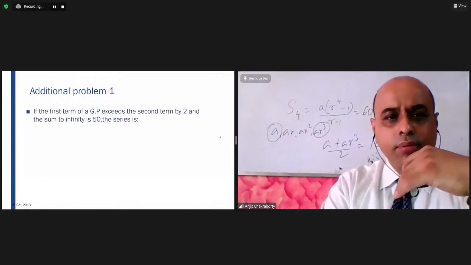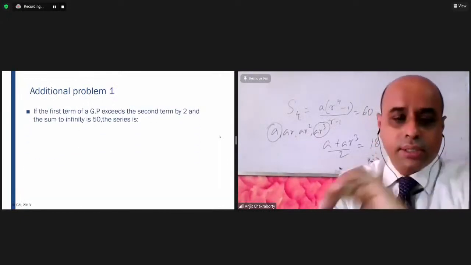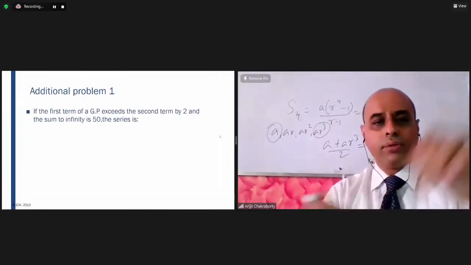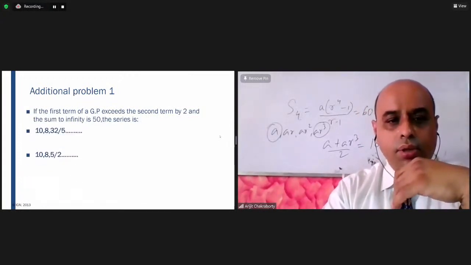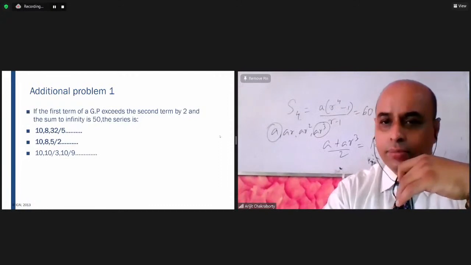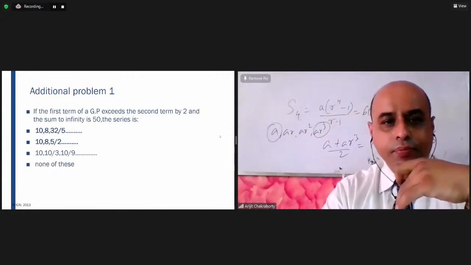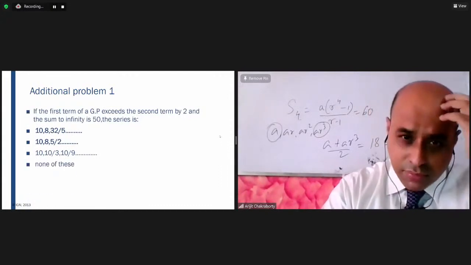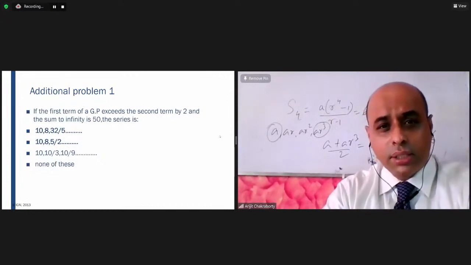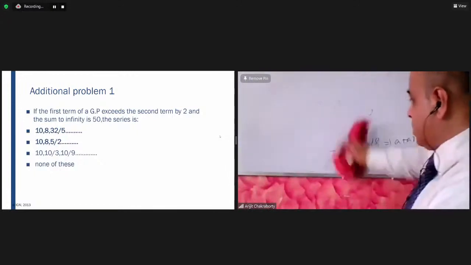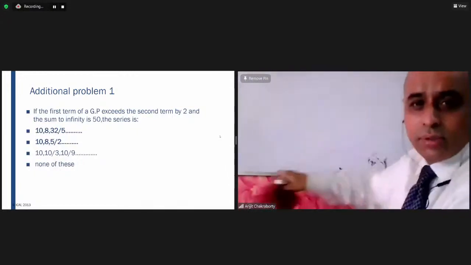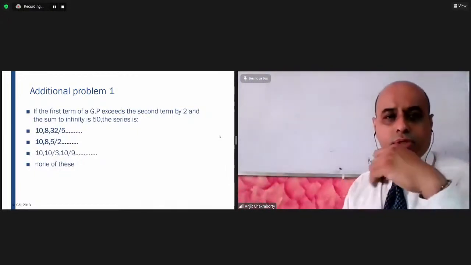We'll take some additional problems. If the first term of a GP exceeds the second term by 2 and the sum to infinity is 50, what is the series? I think options are given. These are questions on GP. You can see we are devoting maximum time to solving as many problems as possible.